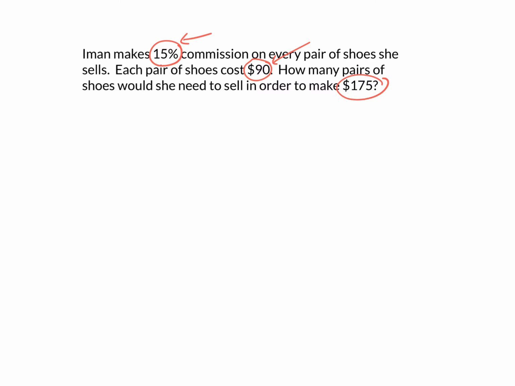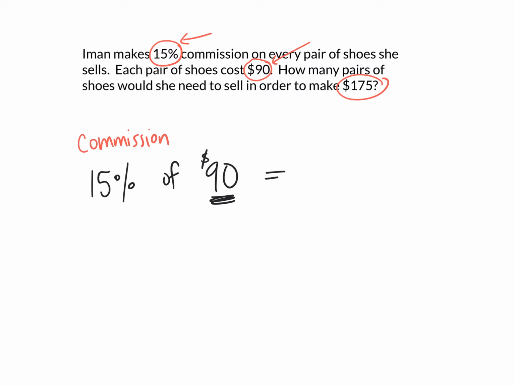$175? So the first thing we need to do here is we need to figure out how much commission Iman is making every time she sells a pair of shoes. And we've talked about commission before. We're going to look at what is 15% of $90. Every time she sells a pair of shoes, which costs $90, the company will give her 15% of that $90.